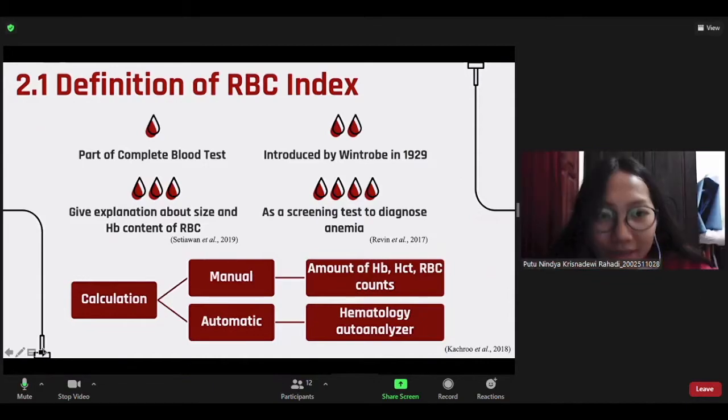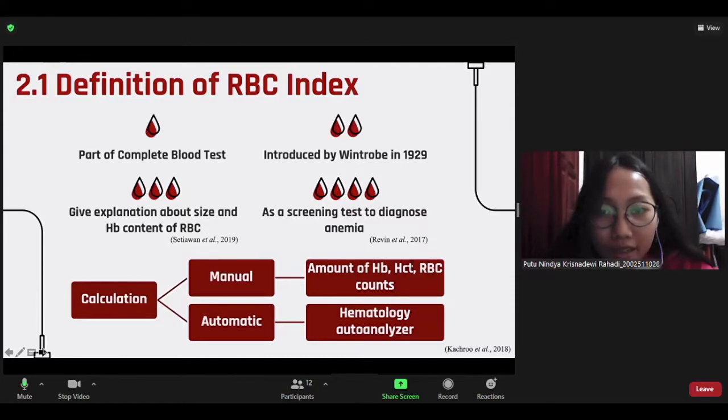My name is Nindya Krisnadewi and I'd like to explain about RBC index. Red blood cell or RBC index is a part of complete blood count test. RBC index was introduced by Winthrop in 1929 to give an explanation about the size and the hemoglobin content of red blood cells. RBC index is used to give information about the amount of hemoglobin content and size of red blood cells. It also shows the appearance of red blood cells microscopically and gives significant clinical information.